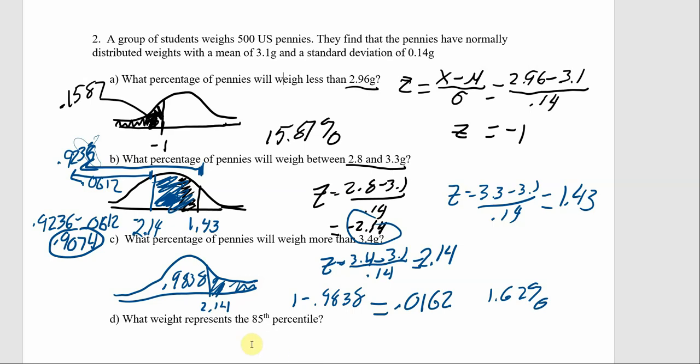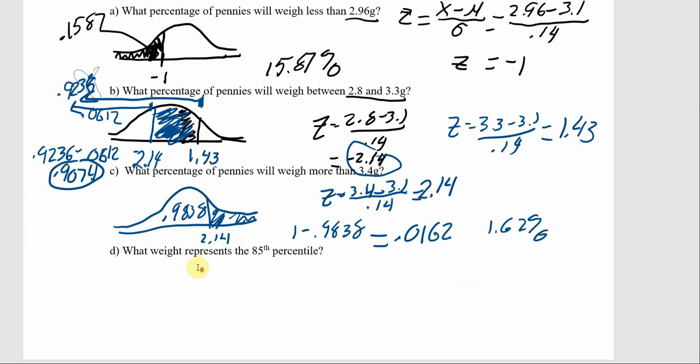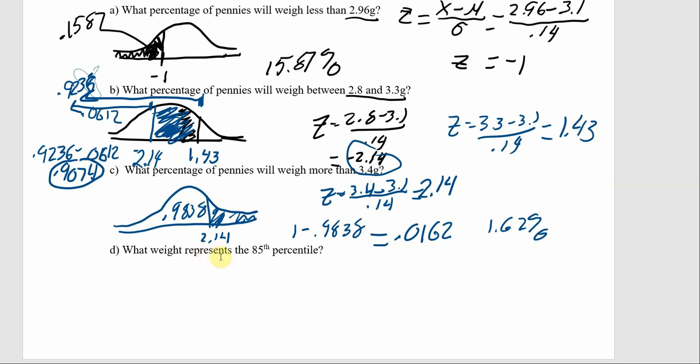All right, so that's how we find the areas under the curve given a z-score. Well, we can go backwards then. If I want to find out what weight represents the 85th percentile, I want to know what's the penny weight that will give me 0.85 here. And that would be your 85th percentile.